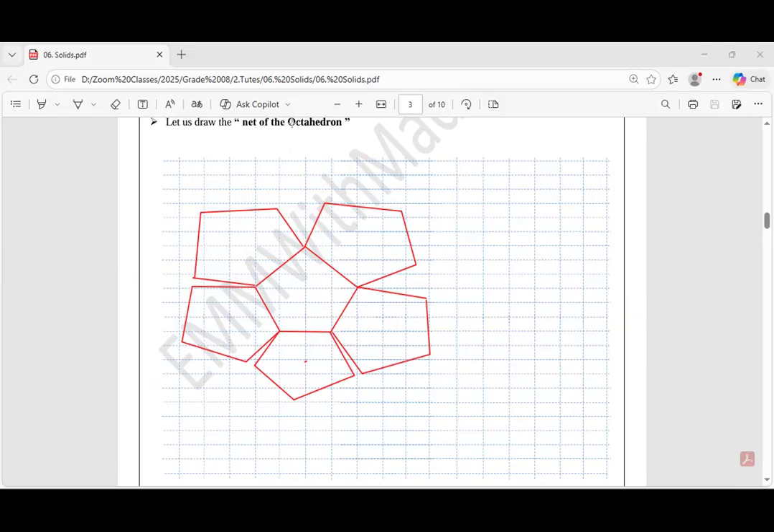I am drawing it under the octahedron. Sorry. Here I think you have the dodecahedron word. So we are going to draw the head of the dodecahedron. So I think you have the dodecahedron keyword here.